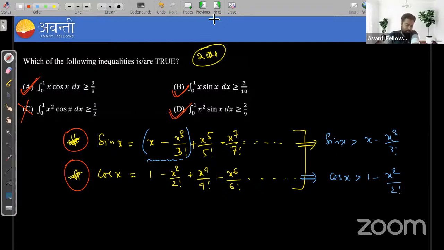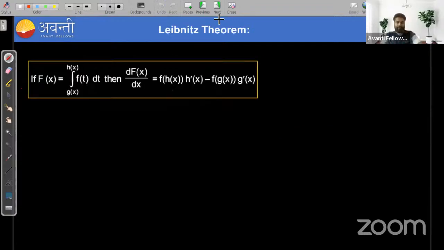Now we'll discuss Leibniz theorem. All of you know what Leibniz theorem is, or not? It is already available on your screen. So this is actually my Leibniz theorem, the most important theorem. In perspective of JEE Advanced, this theorem is very, very important.